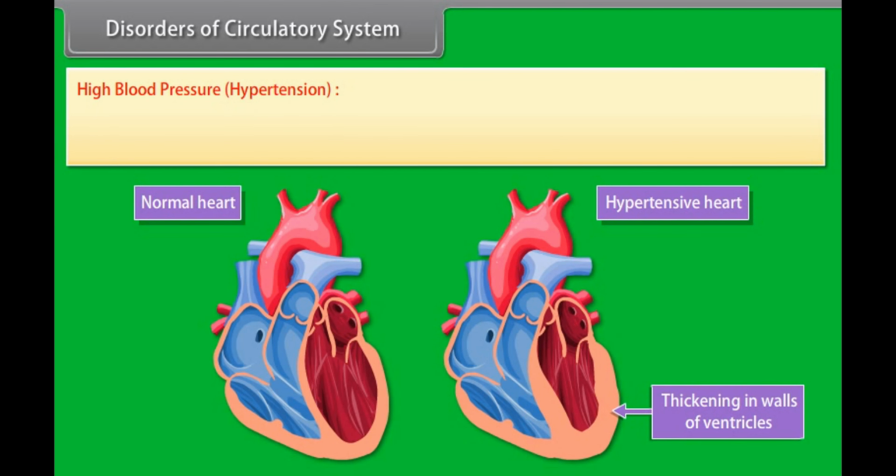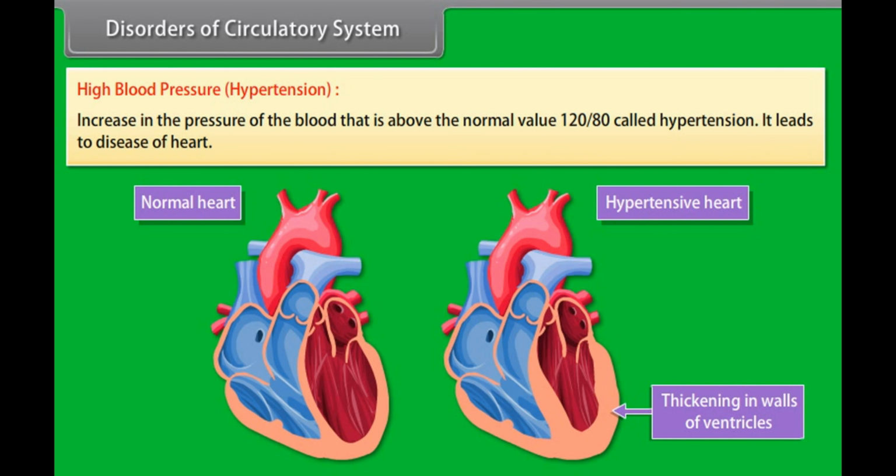Disorders of the circulatory system. High blood pressure or hypertension. An increase in the pressure of the blood above the normal value of 120/80 is called hypertension. It leads to heart disease.